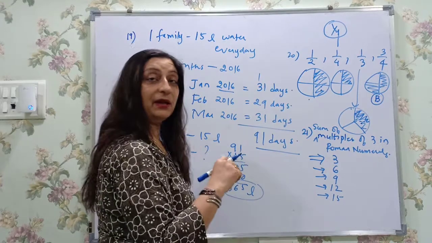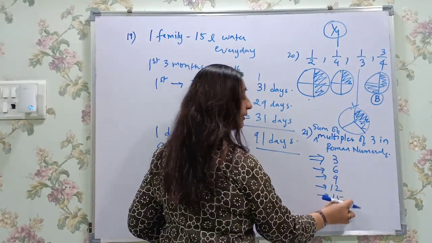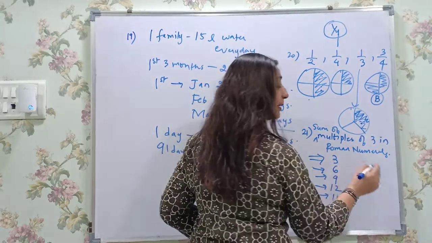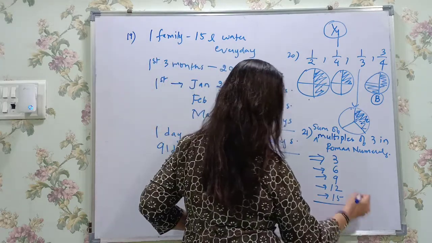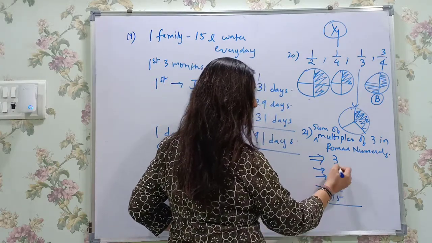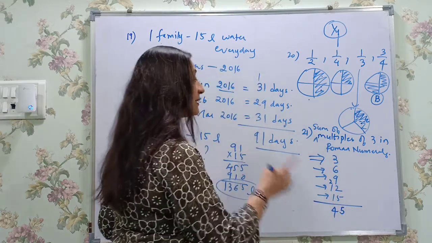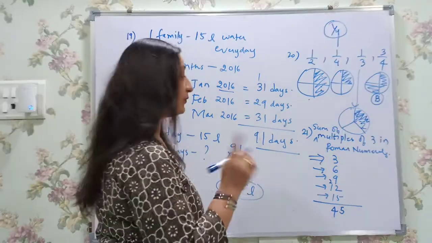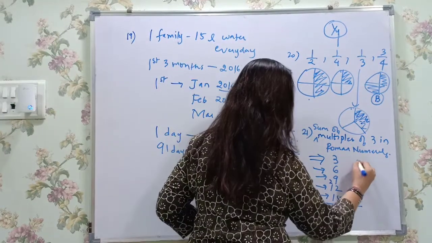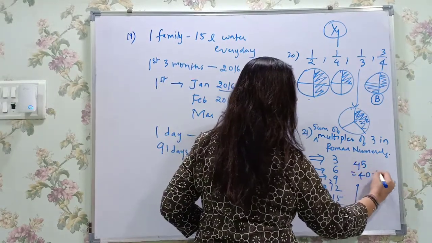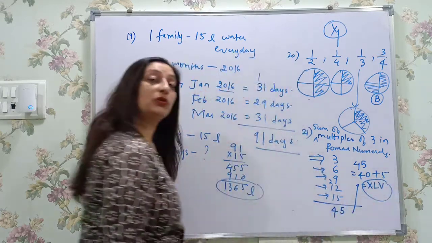First 5 multiples means what? Which are the first 5 numbers in the table? 3 ones are 3, 3 twos are 6, 3 threes are 9, 3 fours are 12, 3 fives are 15. Now let's add them first, then we'll express in Roman numerals. 9, 18, 30, 45. So the sum of the first 5 multiples of 3 is 45. How to write 45 in Roman numerals? 40 plus 5. 40 is XL, 5 is V. Have you understood, kids?